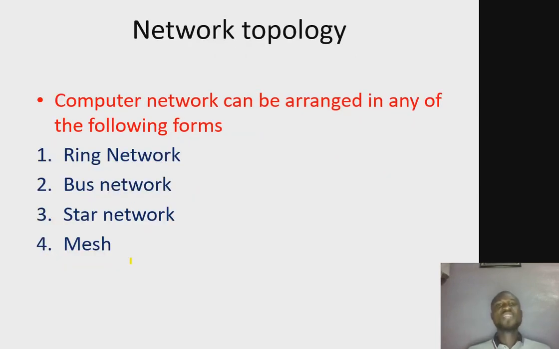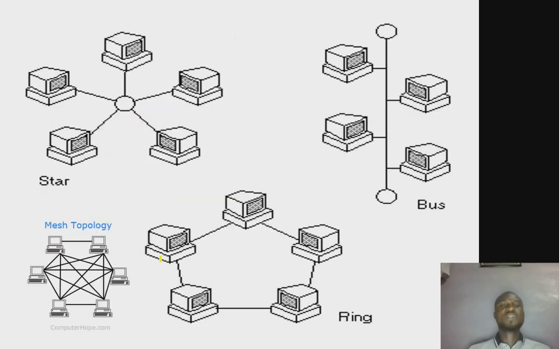Now let's look at network topology. Network topology simply refers to how computers are arranged in a network. That's just what it means. How do you arrange them? Since you want to connect them to share resources, but how do you arrange them? We have the ring network, the bus network, the star network, and the mesh network. Let's see how they look like.